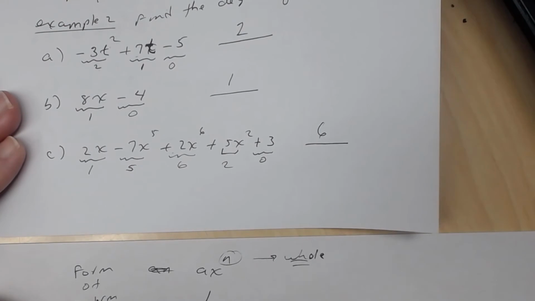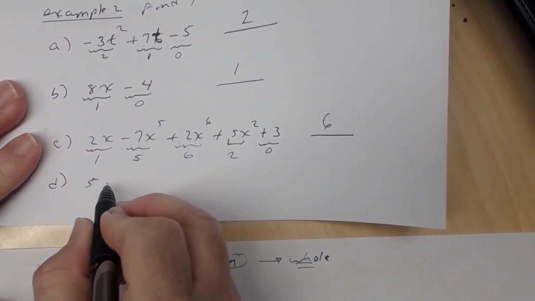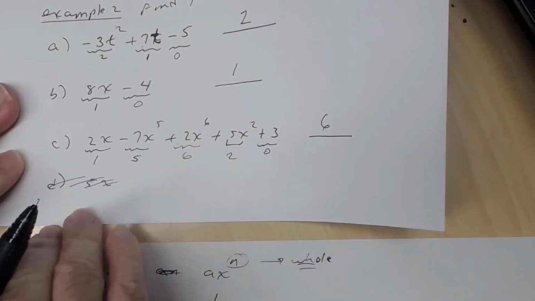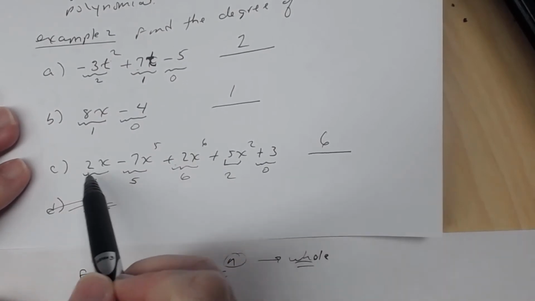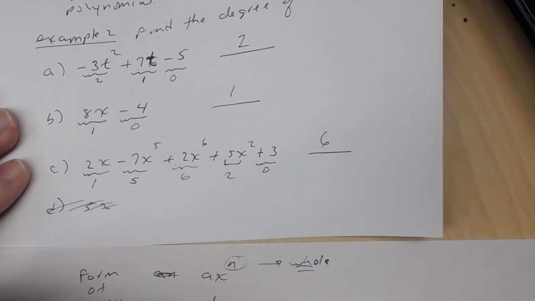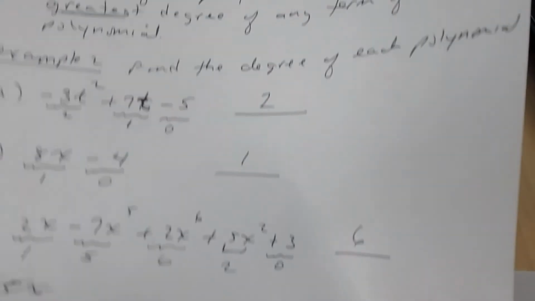All right, now one thing I've got to mention, I'm going to put this as a D. Suppose we had 5, well, I'm going to do this in the next section, sorry. So we're done with this, so that's A, B, and C. Okay, so for the degree of a polynomial, notice it's all the same variables: x's, x's, t's. All right, so the degree is 6, the largest of all these.